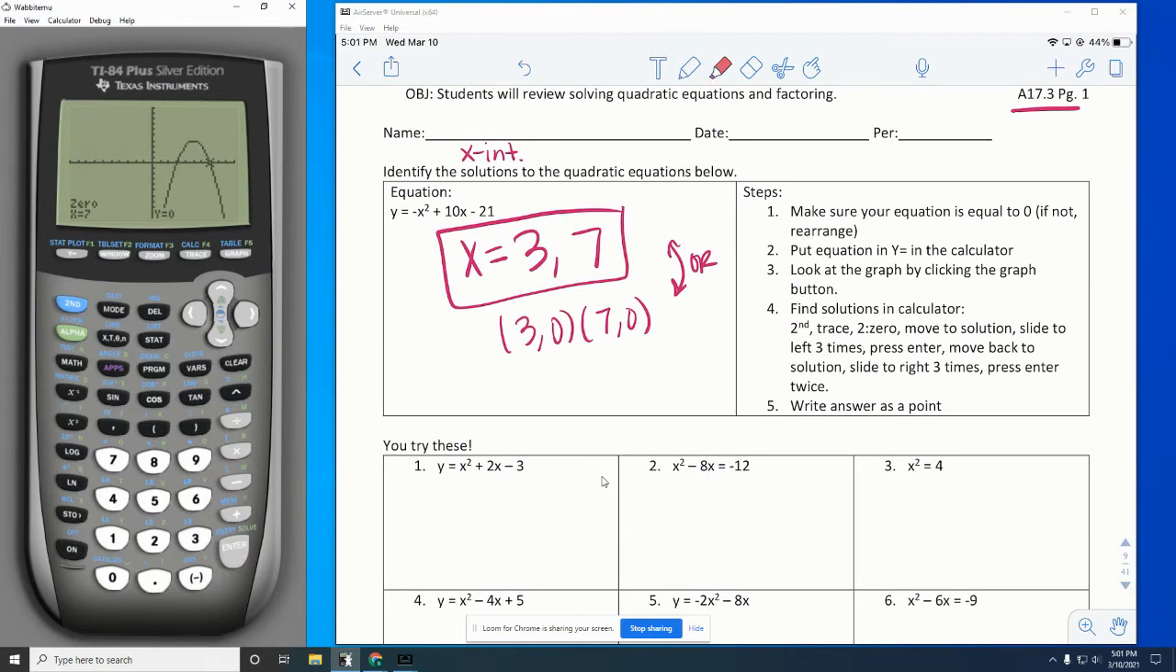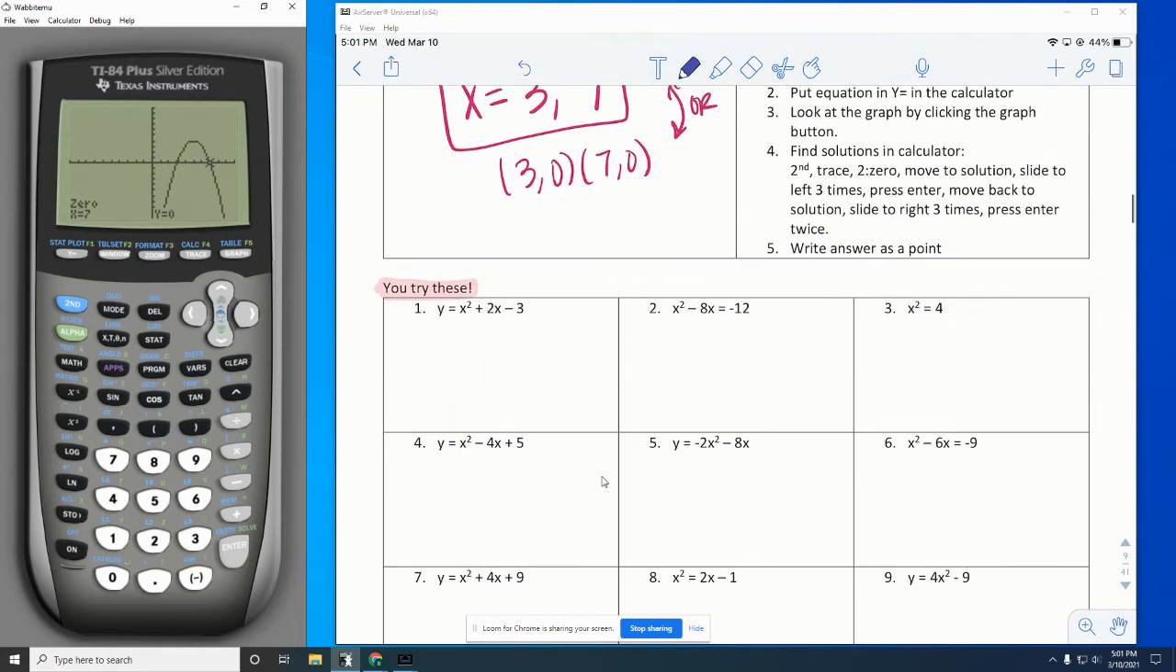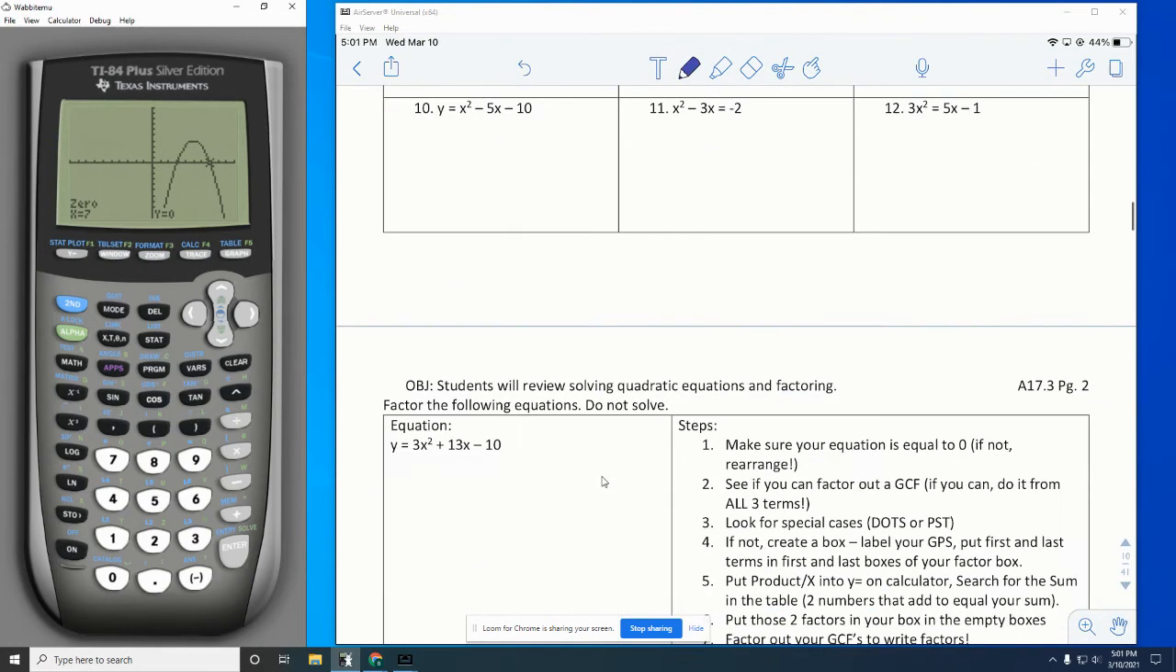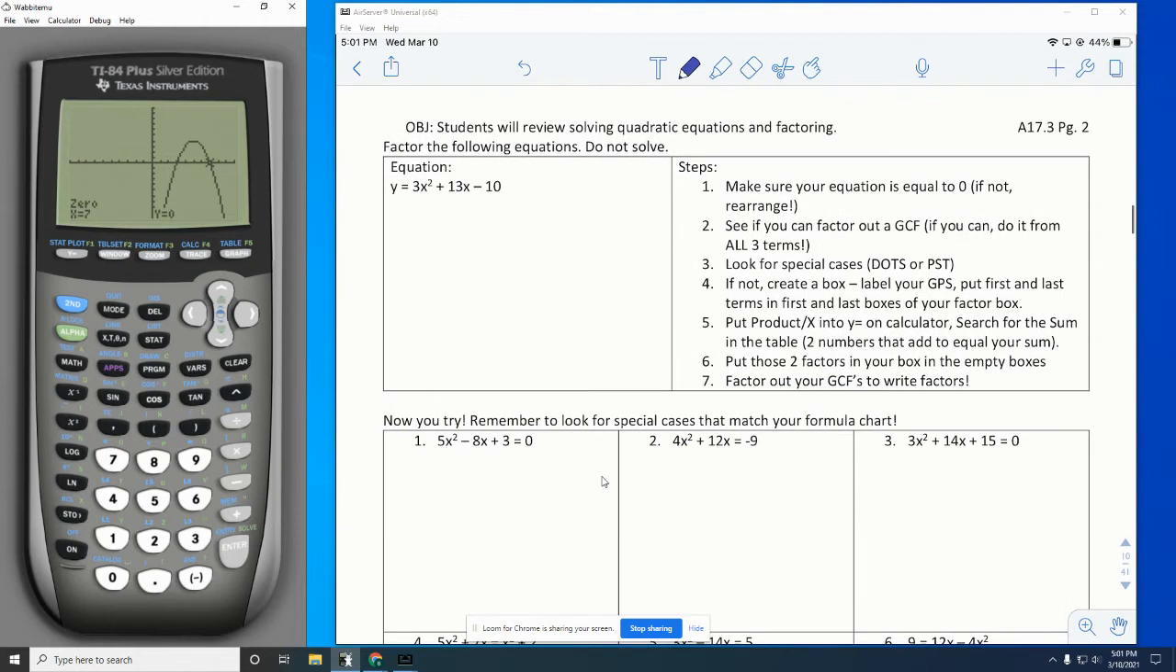So down at the bottom, they ask you to try those, so make sure you're following those steps listed up above. You're going to do it 12 times. Let's flip over to the back to review factoring. On these, they ask us to factor, do not solve. So all we are doing is factoring. Your answers will look different than they do on the front, so make sure you're doing the correct steps on the correct paper.